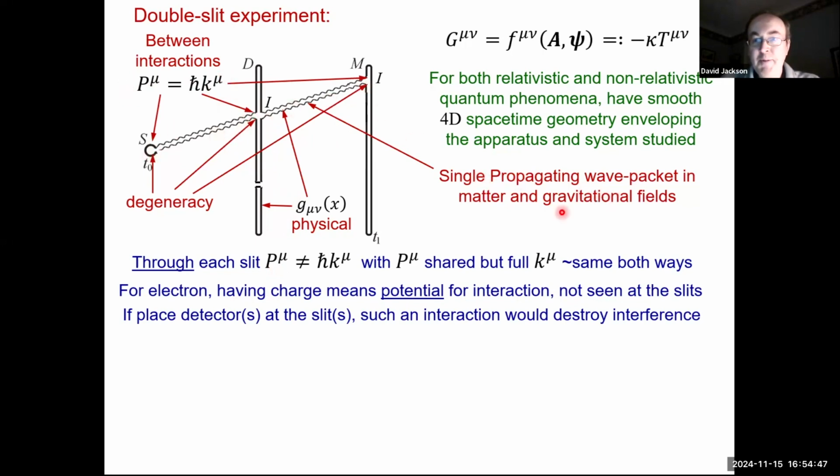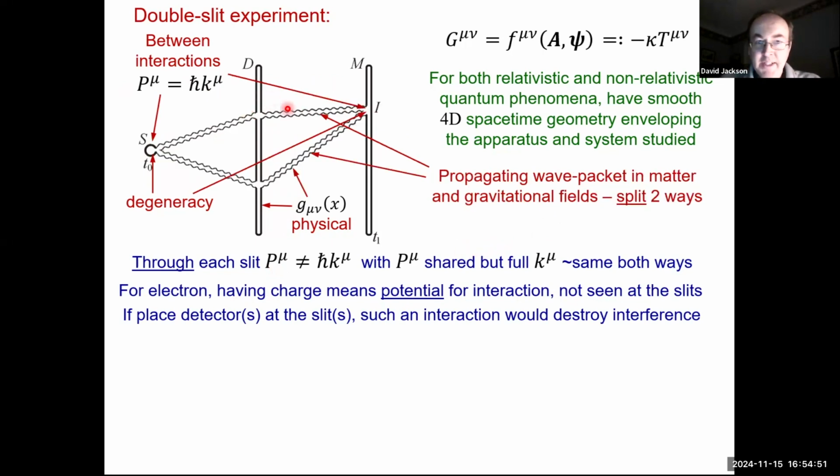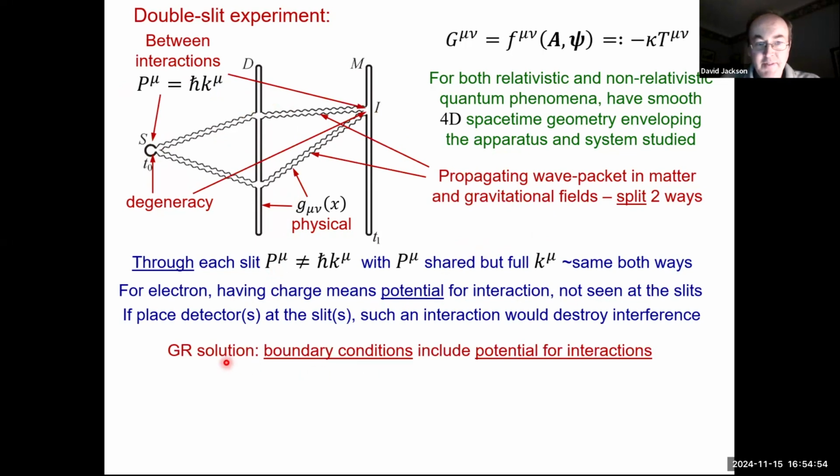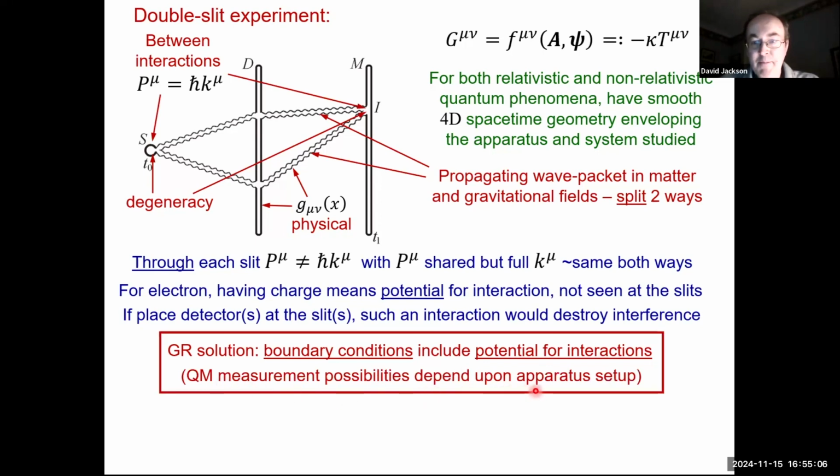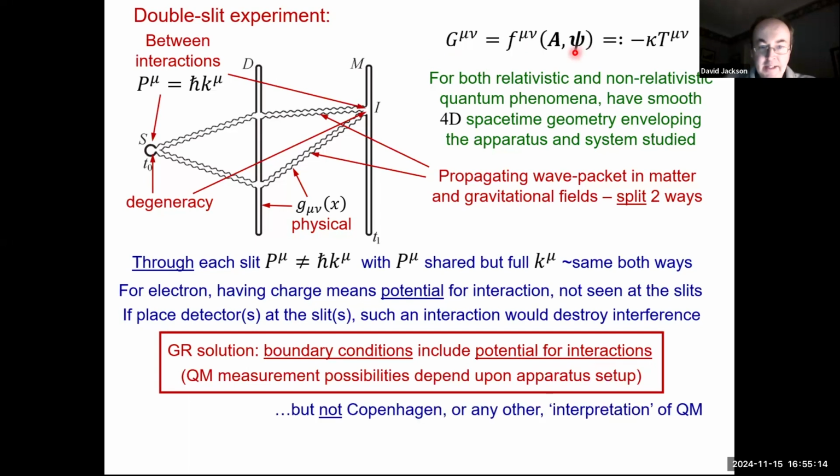So we'd only see the particle going through one of the slits. The idea here is to use the fact that in general relativity, the boundary conditions, including the potential for interactions now, are determining what can happen. This reflects the idea in quantum theory that a measurement depends on the apparatus setup. If you change the apparatus setup, you're basically changing the boundary conditions towards finding this space-time geometry.